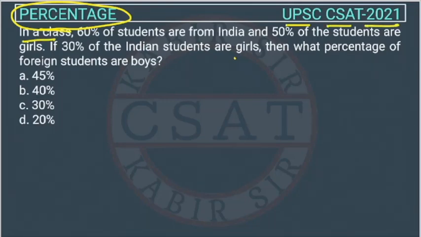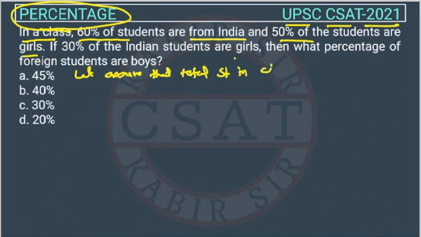So this is a question of percentage asked by UPSC in CSAT paper of 2021. In a class, 60% of the students are from India. 50% of the students are girls, right? As you know, whenever we do a percentage question, it's easy to consider the figure as 100, right? So let's assume the total number of students in class is 100, right?